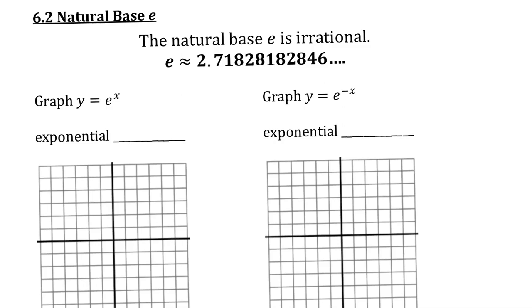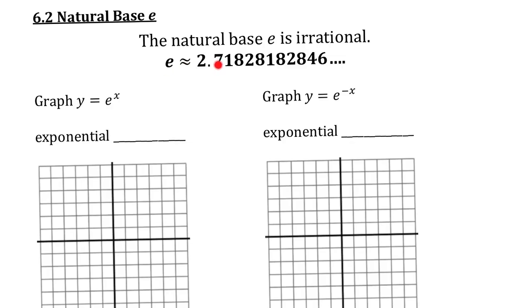Okay, 6.2, we're going to introduce the natural base e. Okay, e is like pi. It's just a number that comes up very commonly in science and finance examples. It has some cool characteristics that we're not really going to go into, but just know it's a very cool number. It's an irrational number, meaning it goes on forever. It does not repeat. It can't be expressed as a fraction. It's like pi.